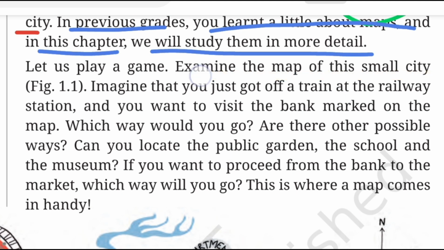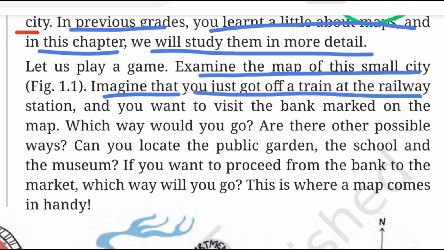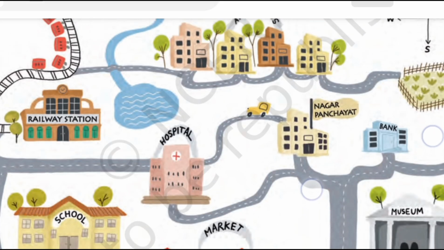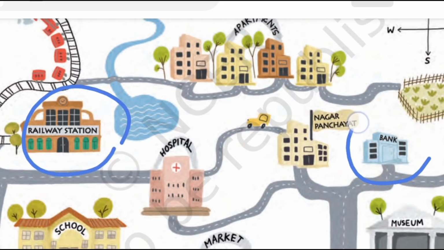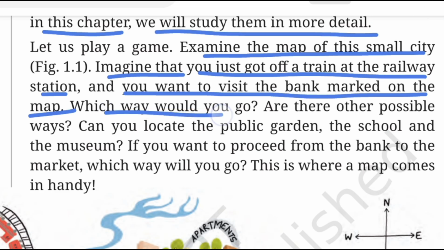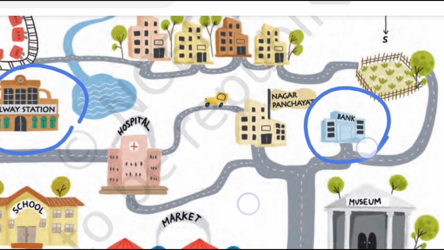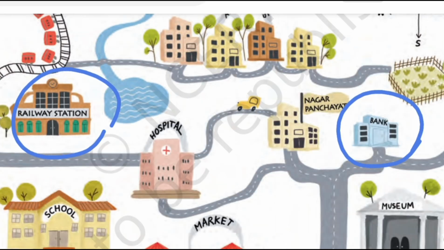Examine the map of a small city and imagine that you have just got off a train at the railway station and you want to visit a bank marked on the map. So now you are at the railway station, you want to go to the bank. Which way would you go? Are there other possible ways? Can you locate the public garden, school and the museum? So you want to go from the railway station towards the bank. So what are the ways?